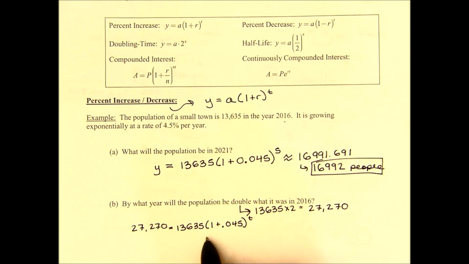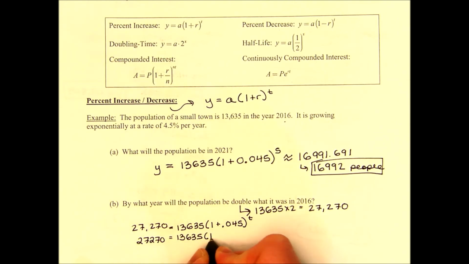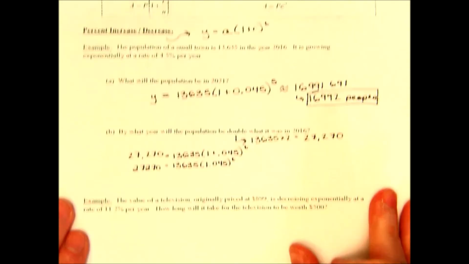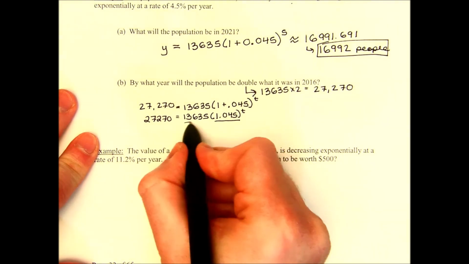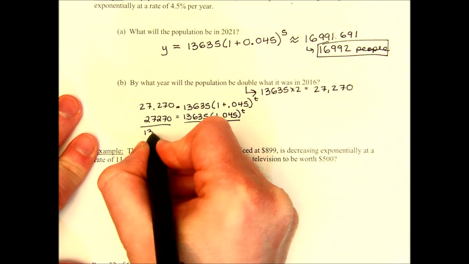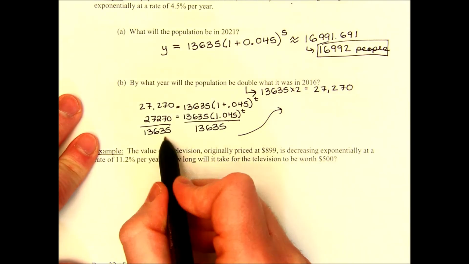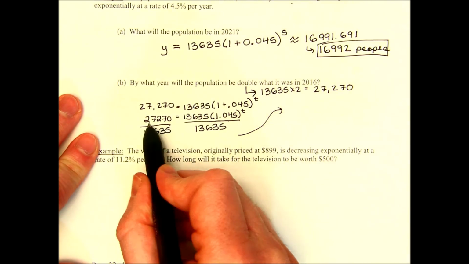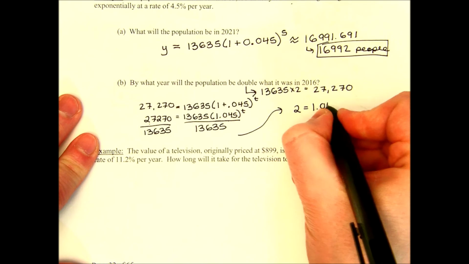Well, I can clean this up a little bit, and I can make this 27,270 equals 13,635 times 1.045 raised to the t, and I need to try to solve this equation. I need to get my exponential piece by itself, so I'm going to divide both sides by 13,635. Well, I already know what this should be. This should just be 2 because I created this number by doing double what was in the denominator. I'm going to get 2 equals 1.045 raised to the t.